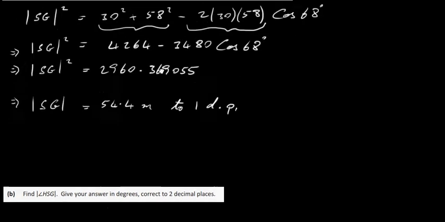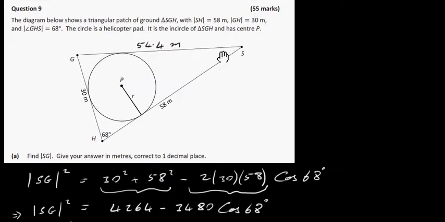Okay, second part then, part B, find the angle HSG. Give your answer in degrees correct to two decimal places. So HSG is this angle here. You can do this two ways actually. You can use the cosine rule again because we have three sides, or what I'm going to do is use the sine rule. So I'm going to take the sine of this angle that we're looking for over 30 is equal to sine 68 over 54.4.